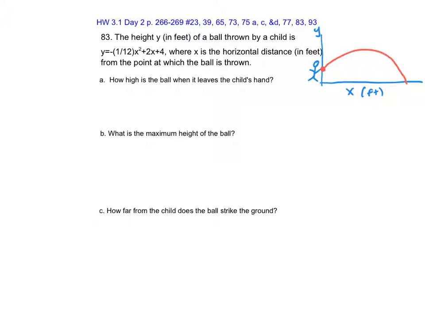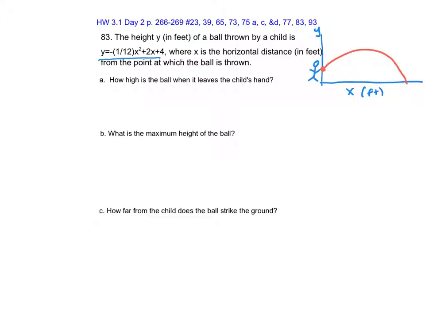This is the solution to number 83 from section 3.1. Here we're told that the height y in feet of a ball thrown by a child is given by this function: y equals negative 1/12 x squared plus 2x plus 4. x is the horizontal distance in feet from the point at which the ball is thrown.